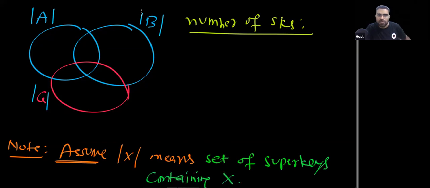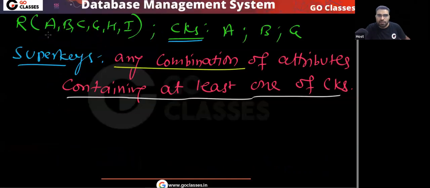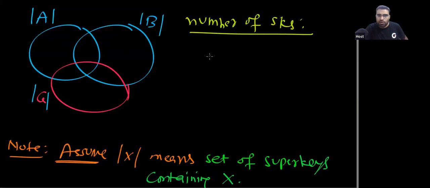So tell me, how many super keys contain X? These are the attributes. Means how many super keys contain A? You can create any superset. The remaining attributes have two choices: either you take it or don't take it. So that will be 2 power 5. Is this clear?